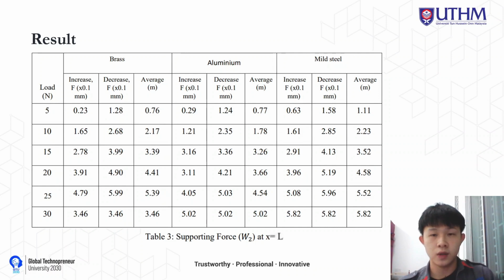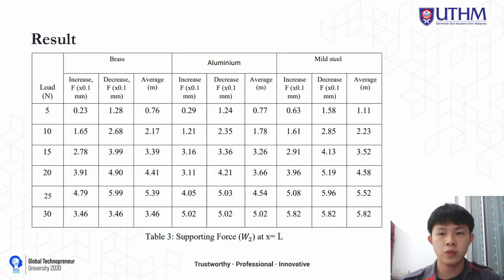Next, I'd like to proceed to table 3, which is the supporting force at x equal to L. For the specimen of brass, the least average deflection is 0.76 meter, while the load is 5 Newton, and the greatest average deflection is 3.46 meter, while the load is 30 Newton.